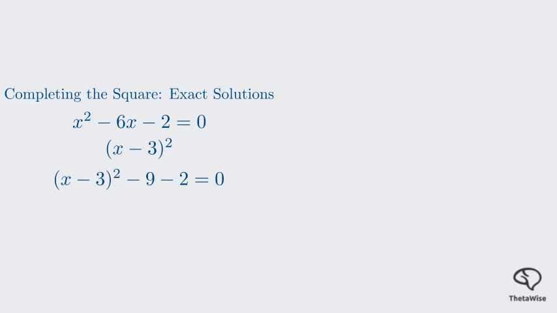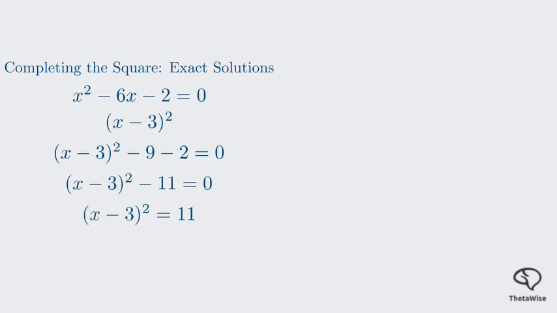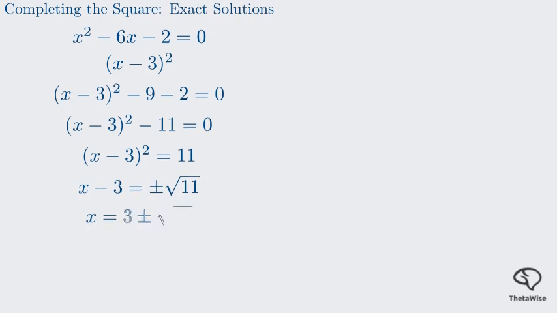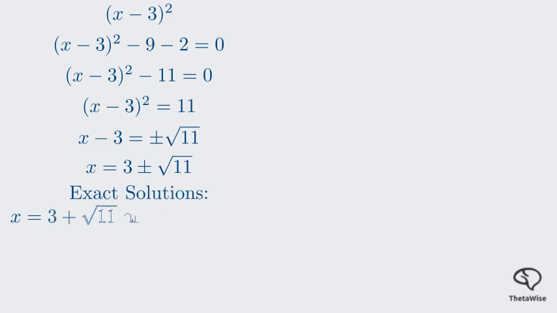But our equation only has x squared minus 6x, so we must subtract that extra 9. Now, combine the constant terms. To solve for x, we first move the 11 to the other side. Next, take the square root of both sides. Remember to include both the positive and negative roots. Finally, add 3 to both sides to isolate x. These are our exact solutions: x equals 3 plus root 11, and x equals 3 minus root 11. If the question doesn't ask for decimals, leave them in this surd form.